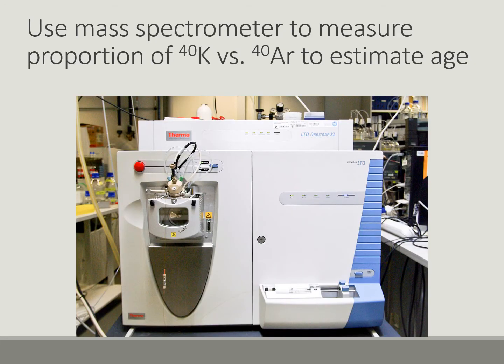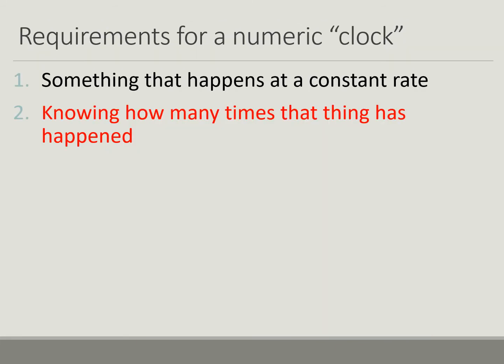And we can use a fancy machine called a mass spectrometer to measure how much potassium-40 there is and how much argon-40 there is, right? This is the second requirement of the numeric clock. And then once we measure that, we can actually estimate the age. Right, so again, that fulfills requirement number 2, knowing how many times the radioactive parent isotope has decayed into the daughter isotope. If we can measure the amount of parent isotope relative to the daughter isotope, we know how many times that decay has occurred.